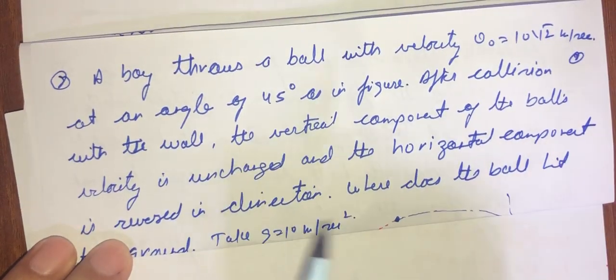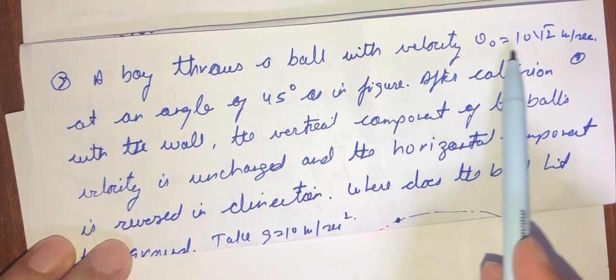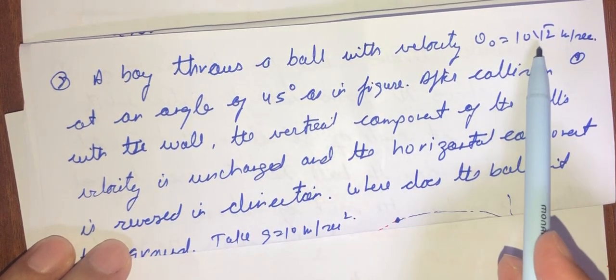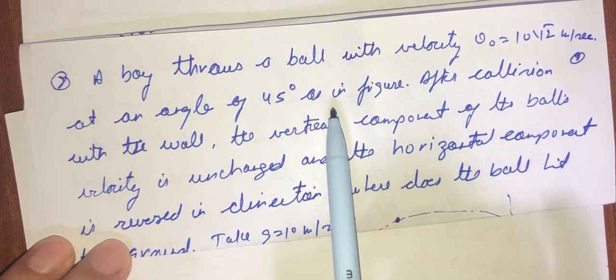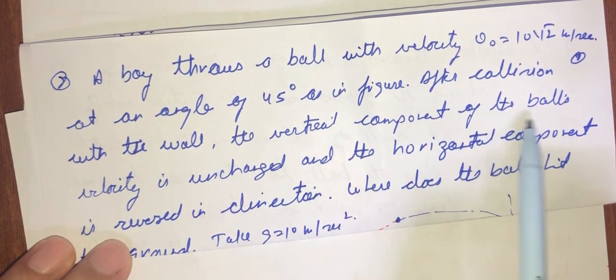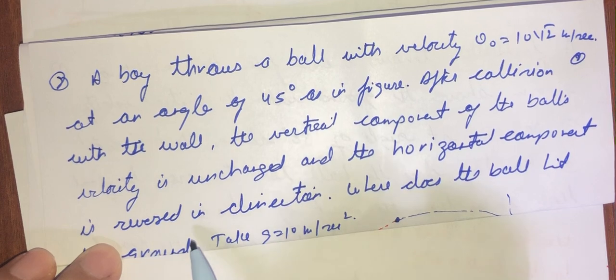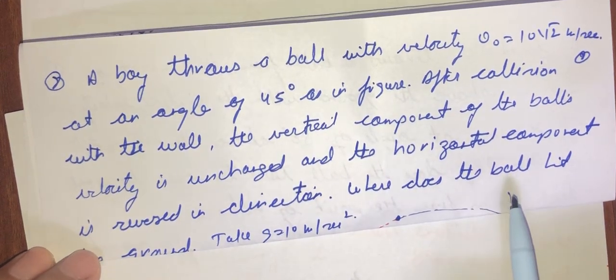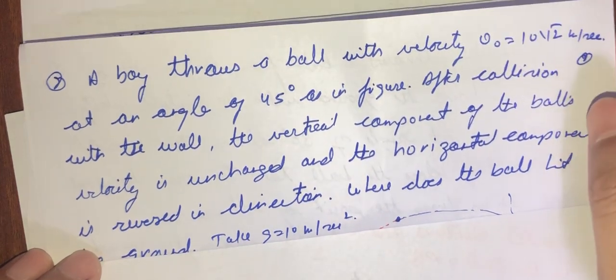This is a very interesting question. A boy throws a ball with a velocity v0, that is 10 root 2 meter per second, at an angle of 45 degree as in the figure. After collision with the wall, the vertical component of the ball velocity is unchanged and the horizontal component is reversed in direction. Where does the ball hit the ground, taking g as 10 meter per second square?